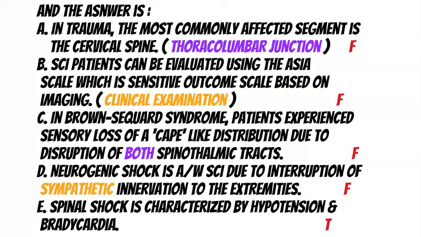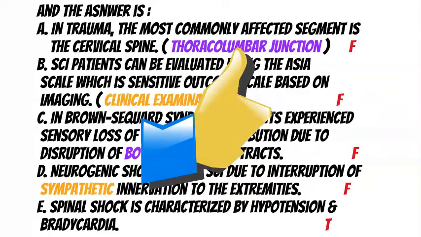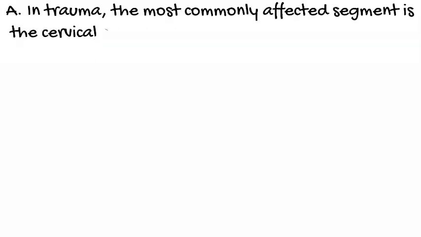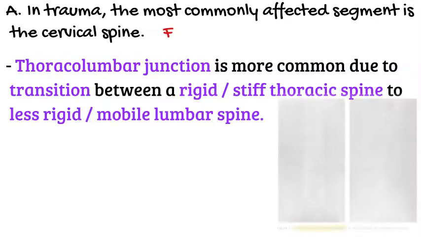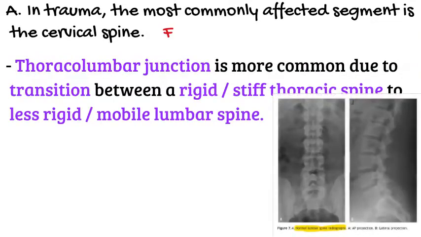And the answer is as highlighted, and the reason for it. Thoracolumbar junction is more common due to transition between a rigid or stiff thoracic spine to less rigid or mobile lumbar spine.